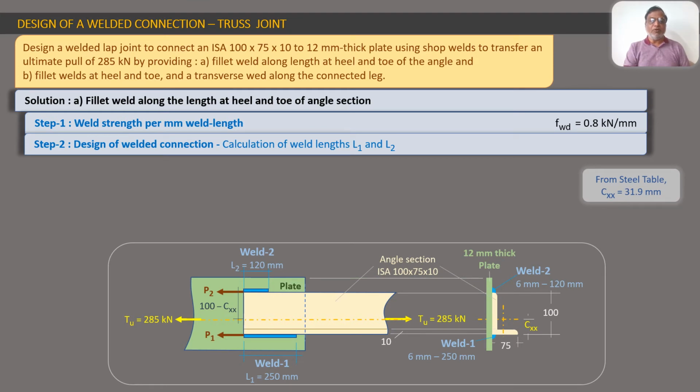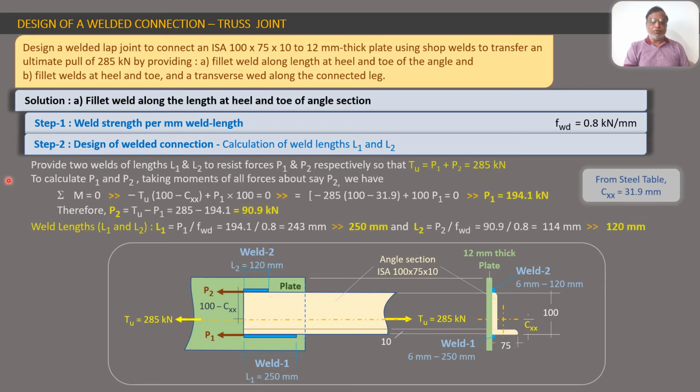We will now continue with step 2. Step 2 is design of welded connection. As we have seen, that is the calculation of weld lengths L1 and L2. That is the meaning of design of welded connection. So we will proceed.